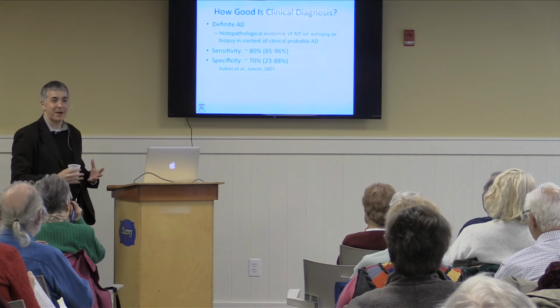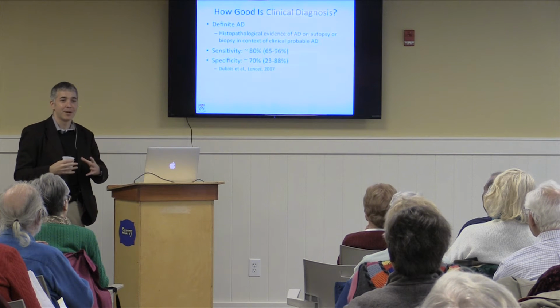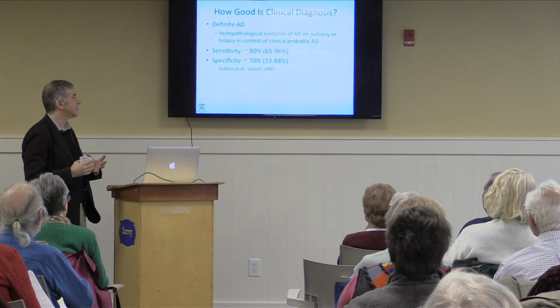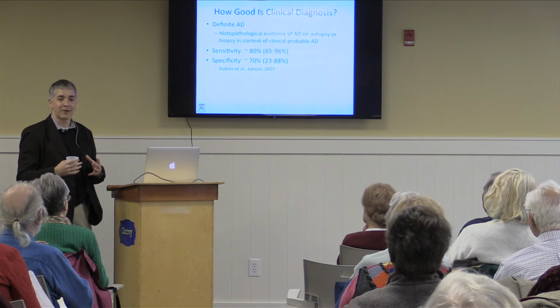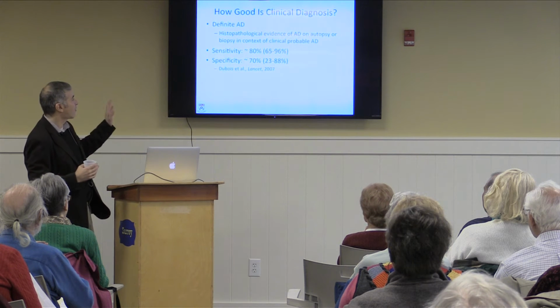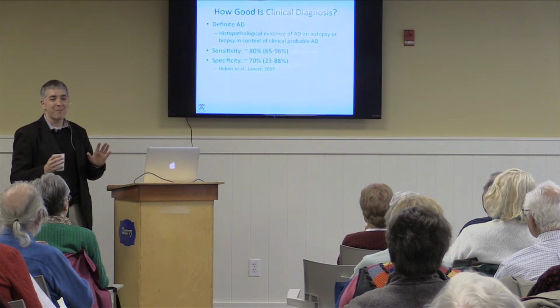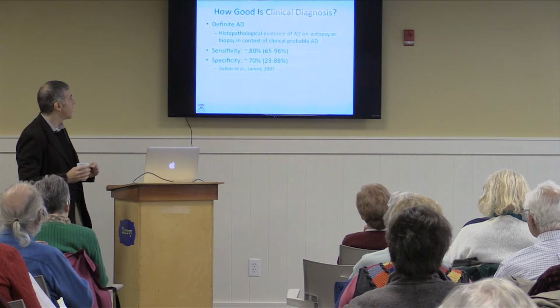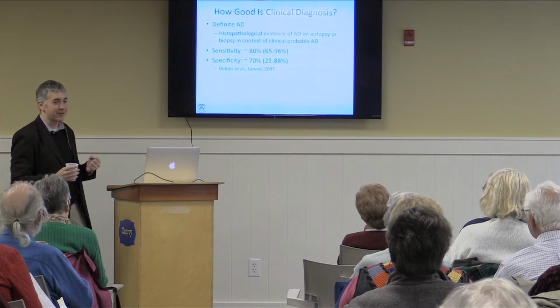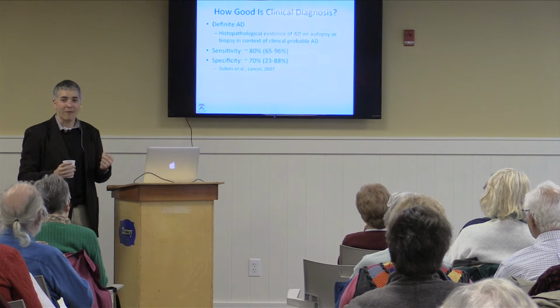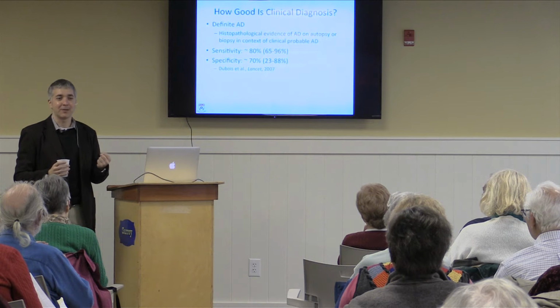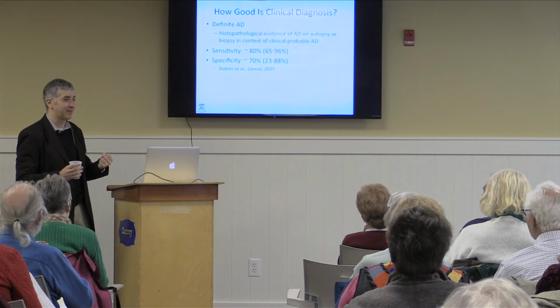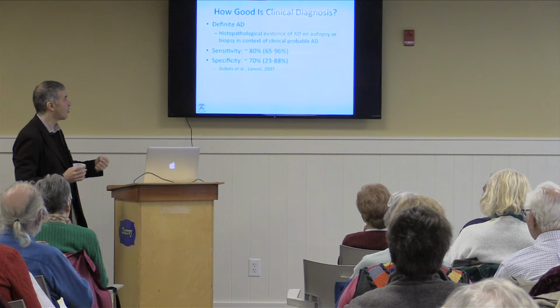Sensitivity and specificity are complicated terms, but essentially what it means is that when someone has Alzheimer's disease, if you look across studies, about 80% of the time we pick it up. So 20% of the time we miss it. And then specificity is the other interesting thing. We often call people as having Alzheimer's disease when they don't have the disease. So 30% of the time we say, you have Alzheimer's disease and you don't.